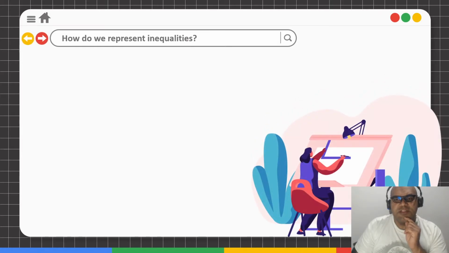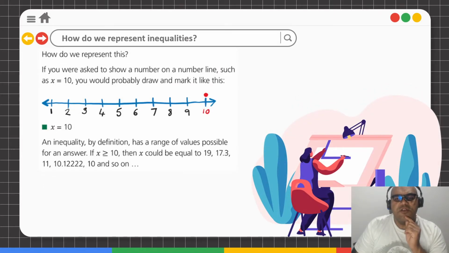Now, attention over here. How do we represent this? I have just one thing. If you were asked to show a number on a number line such as x equals 10, you would probably draw and mark it like this. An inequality, guys, by definition, has a range of values possible. Remember, as I told you, it's not just one solution. I can have any solution equal to or greater than 10, in this case.